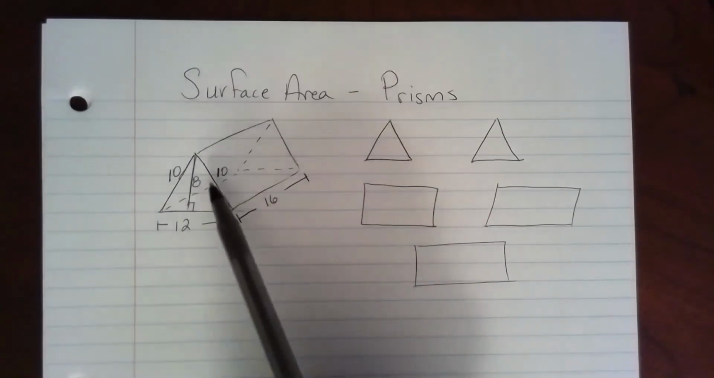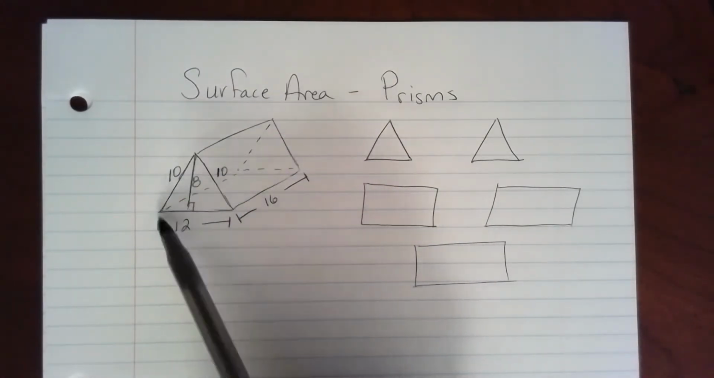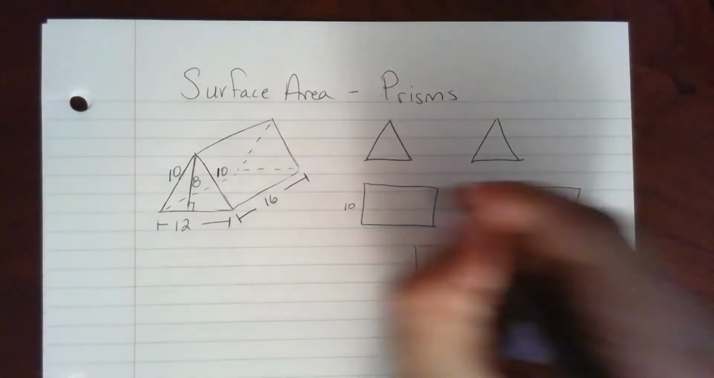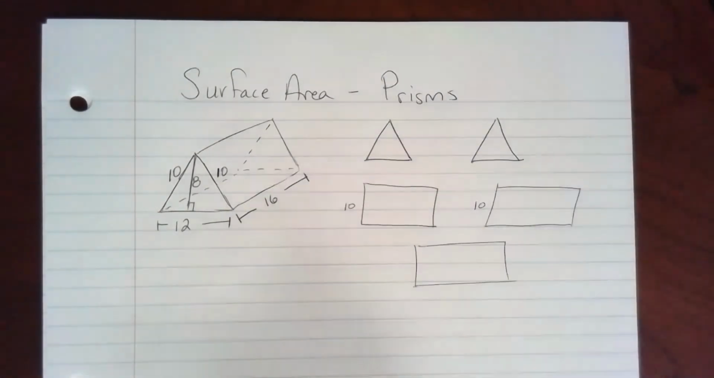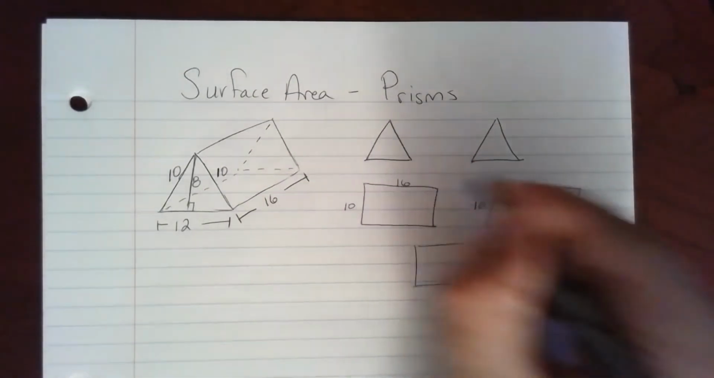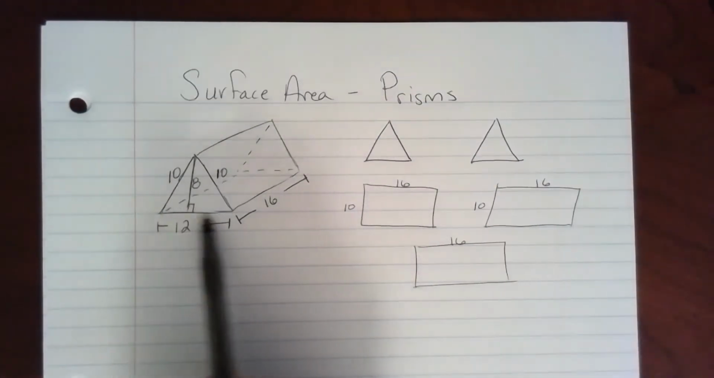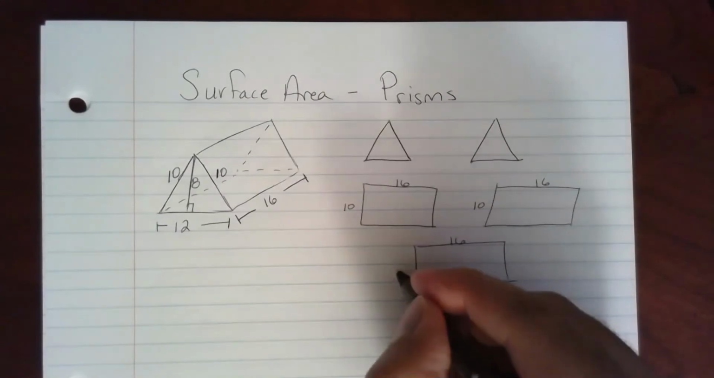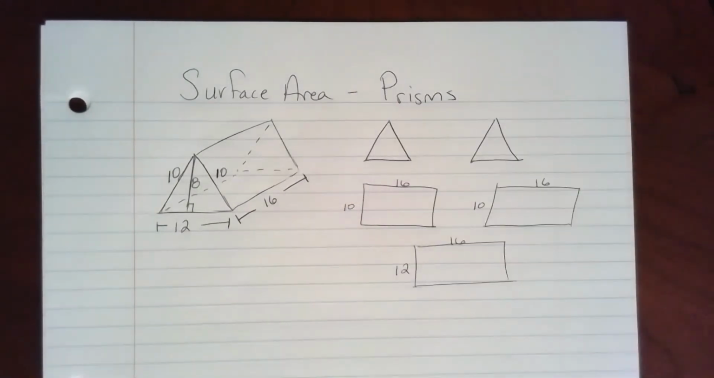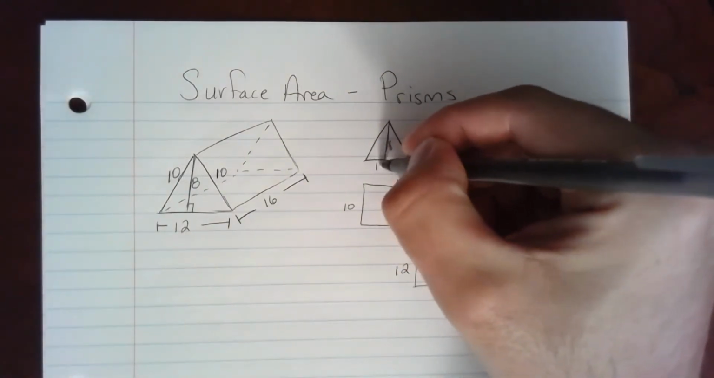What we want to point out here is that two of our rectangles have a length of 10 for one of their sides. So let's say that these two here have a length of 10. All of our rectangles have a width of 16, so we'll put a little 16 here on the top of all these. And then one rectangle on the bottom has a width of 12, or length of 12, depending on how you want to call it. And then both of our triangles have a height of 8 and a base of 12.